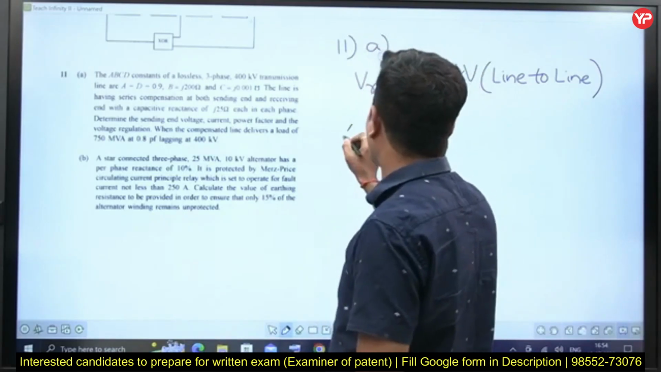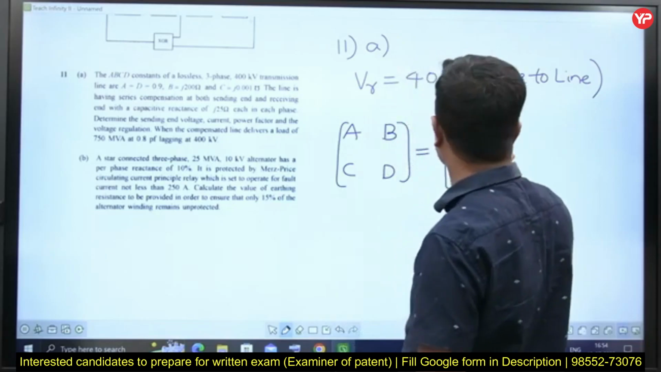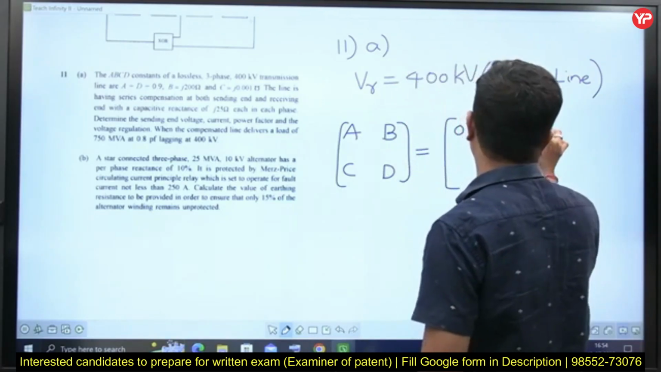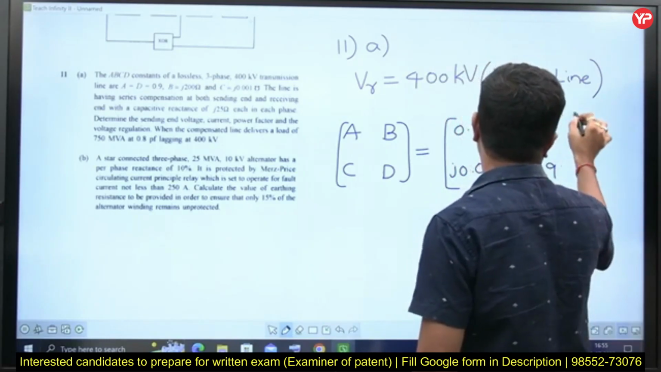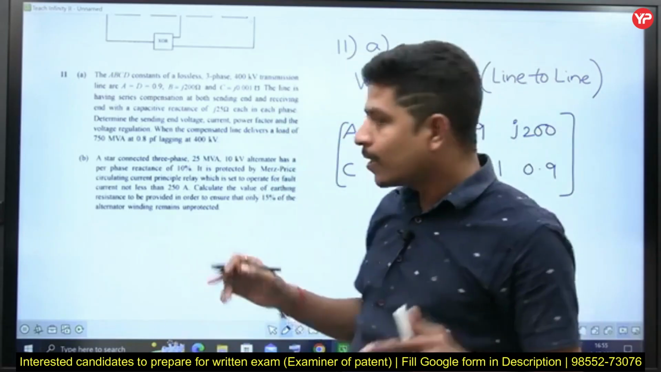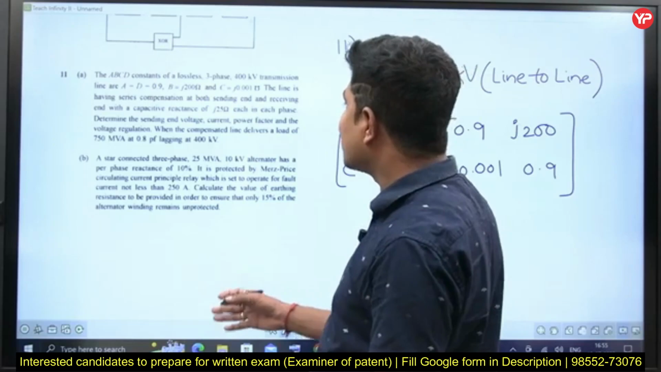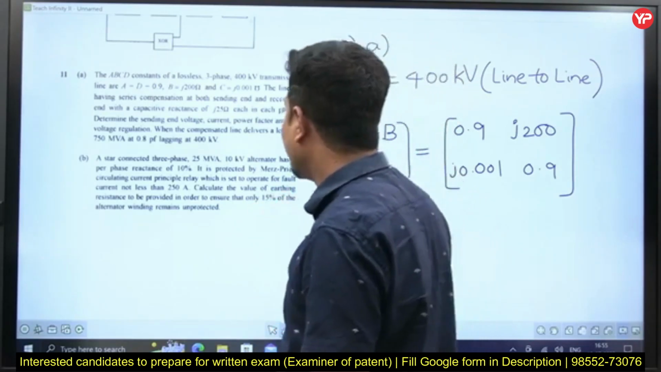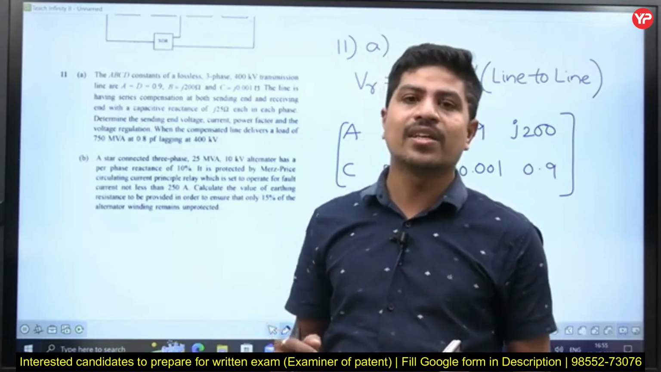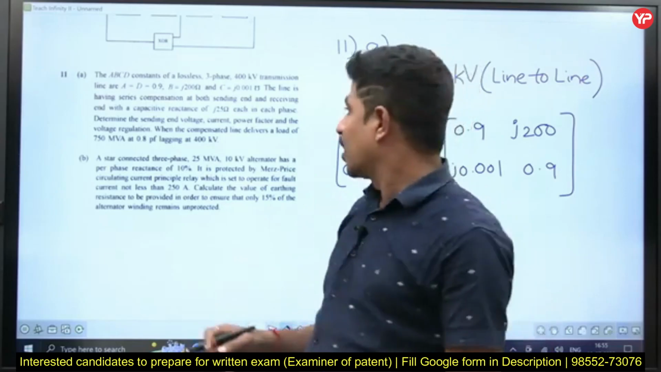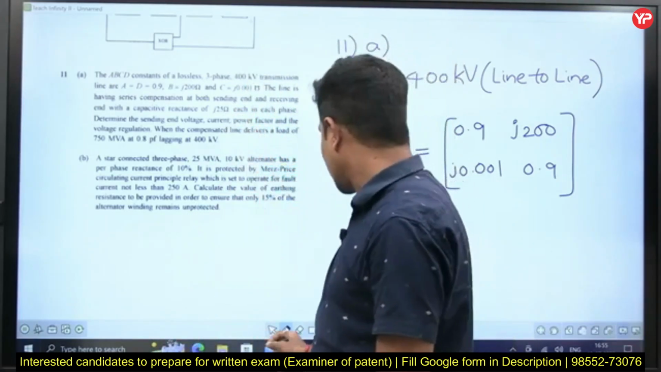And the ABCD constants, I'm taking in the form of a matrix A, B, C, D. What are the values given? A is 0.9, B is J200, C is J0.001, and D is 0.9. They are the ABCD constants of the given transmission line. The line is having series compensation at both the sending end and receiving end with a capacitive reactance of J25 ohms. He is saying that the transmission line is having series compensation at both the ends with a capacitive reactance of J25 ohms. It is plus J25 ohms. Observe it here. It is given in the paper.